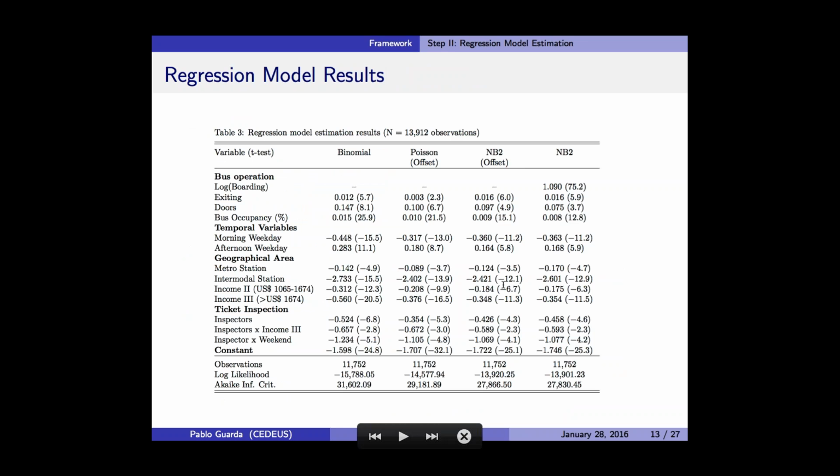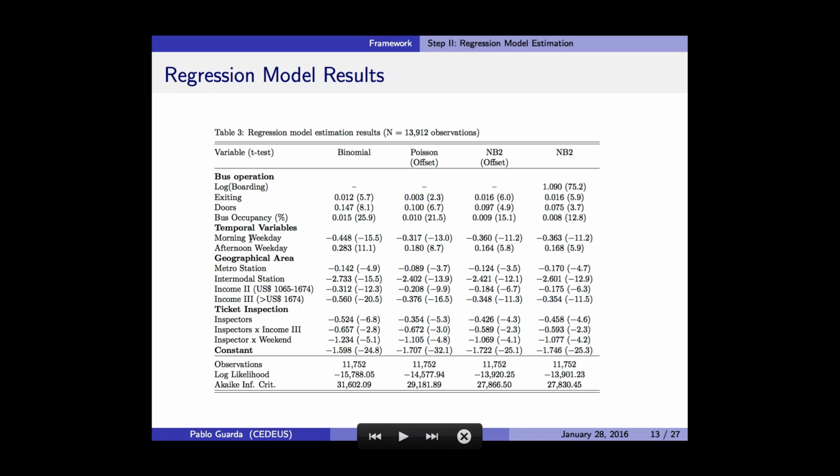So here we have a table with the 4 regression models we estimated. Here we have the variables we include in all models, and first the variables related with the bus operation. I will explain why we use logarithms. We control for the number of exitings at the given bus stop where the bus stopped, which was the level of aggregation used for estimating all these models, the number of doors of the bus, and the bus occupancy, which is the ratio between the number of passengers aboard the bus and the capacity of the bus size.